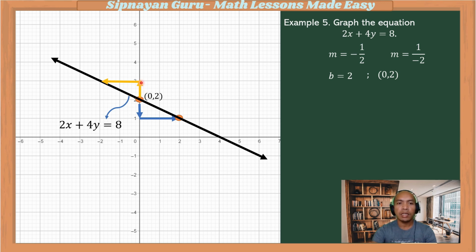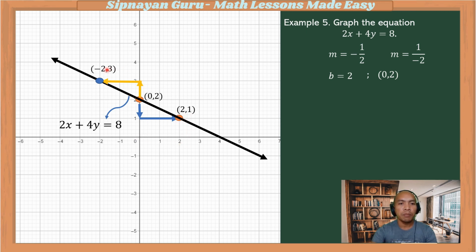Our run is negative 2. So from here, we will count 2 units going left. So this would be the location of the second point. As you can see, if you draw a line, those 2 points are still contained by the same line. Okay? So the coordinate of the second point would be -2 and 3.